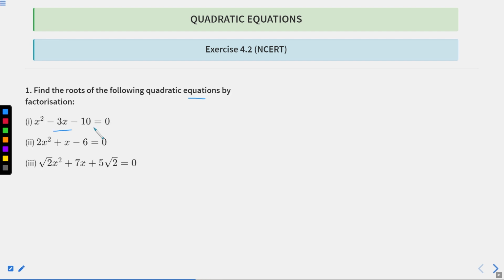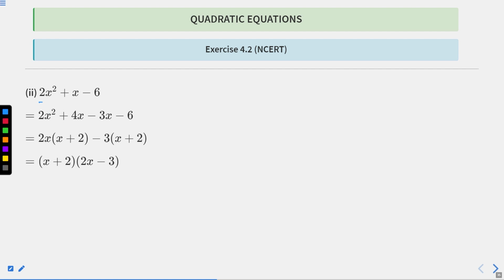Now let us move to the next problem. Here we are given the quadratic equation 2x square plus x minus 6 is equal to 0. The middle term is x, so we have to split it as ax plus bx, such that ax times bx is minus 6 times 2x square, that is minus 12x square. Here we can split the middle term x as 4x minus 3x. So let us solve this problem.